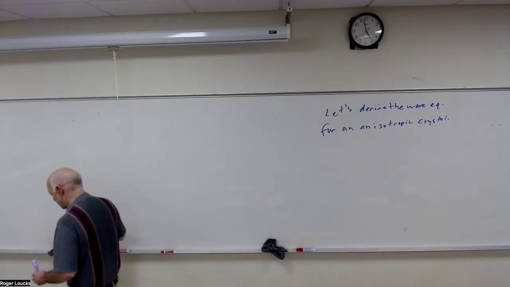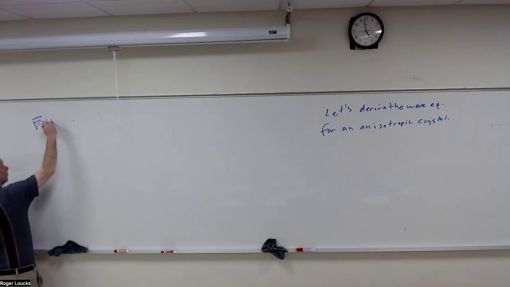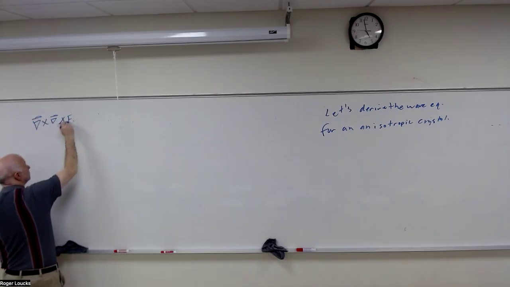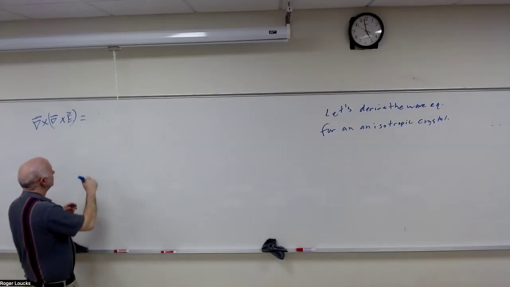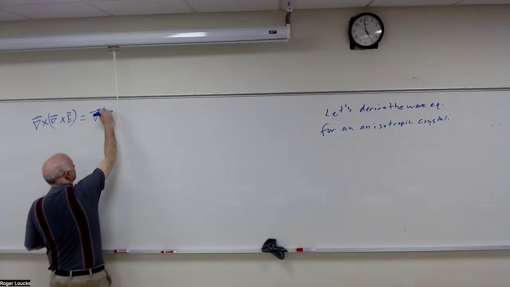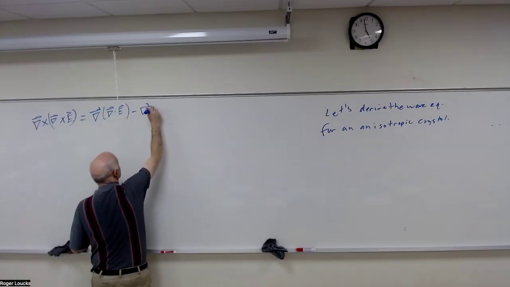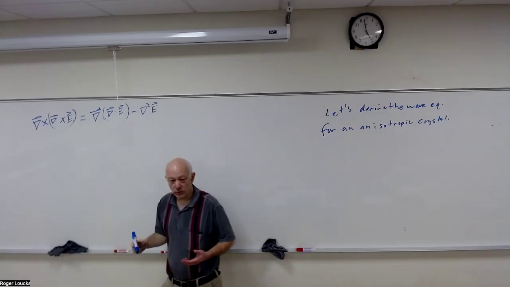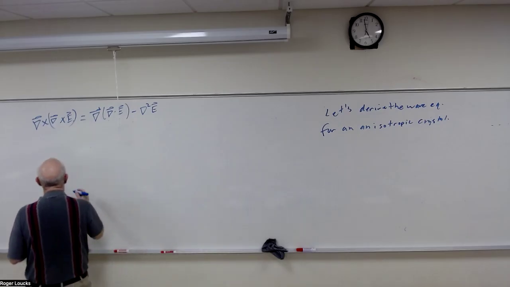Okay, so what do we do with that? So we start with the curl of curl of E equals, okay, what is it again? Gradient of divergence minus the Laplacian. Now, what we're going to do, we're going to assume a traveling wave. Okay, we're going to assume a plane wave.